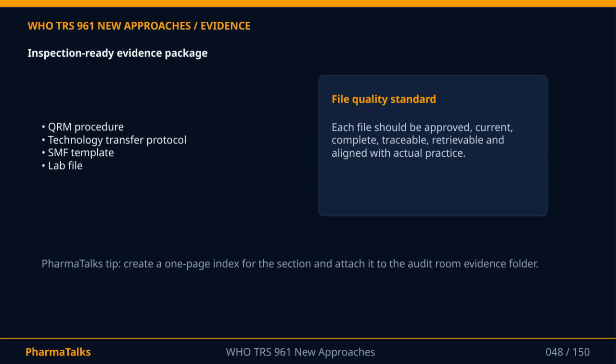A practical tip to streamline audits is to create a one-page index for each section and attach it to the audit room evidence folder, making navigation easier for inspectors and auditors alike. This approach aligns with WHO TRS 961's guidance on maintaining organized, inspection-ready documentation.